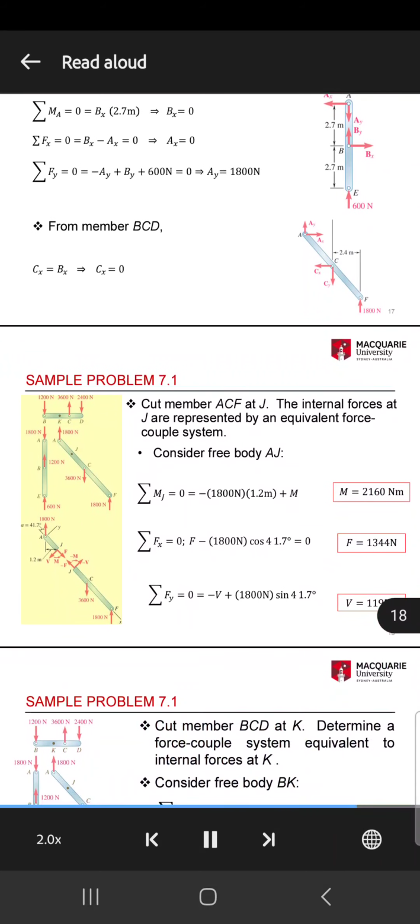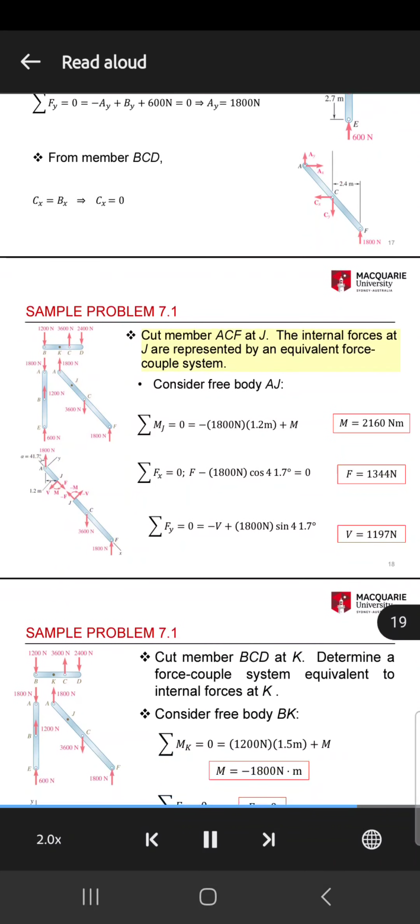Free body diagrams of portions AJ and FJ of member ACF. Cut member ACF at J. The internal forces at J are represented by an equivalent force couple system. Consider free body AJ.